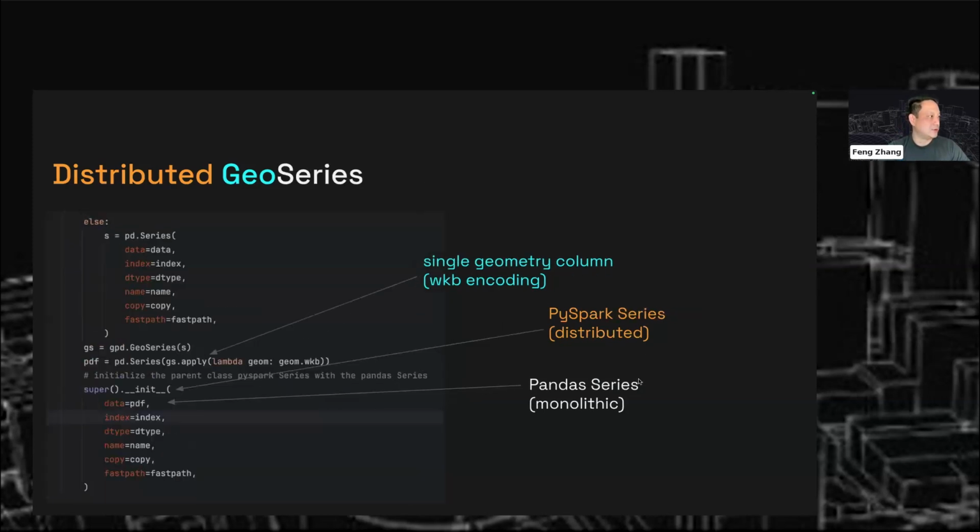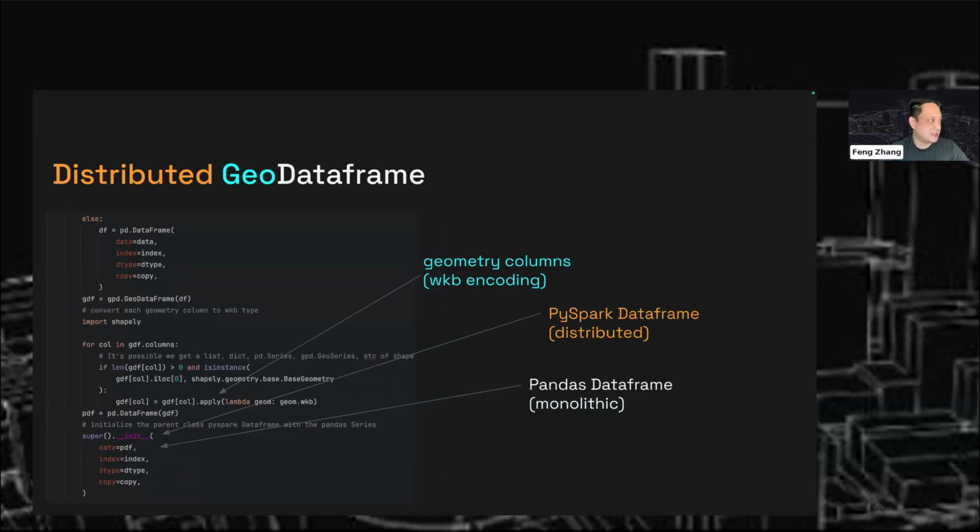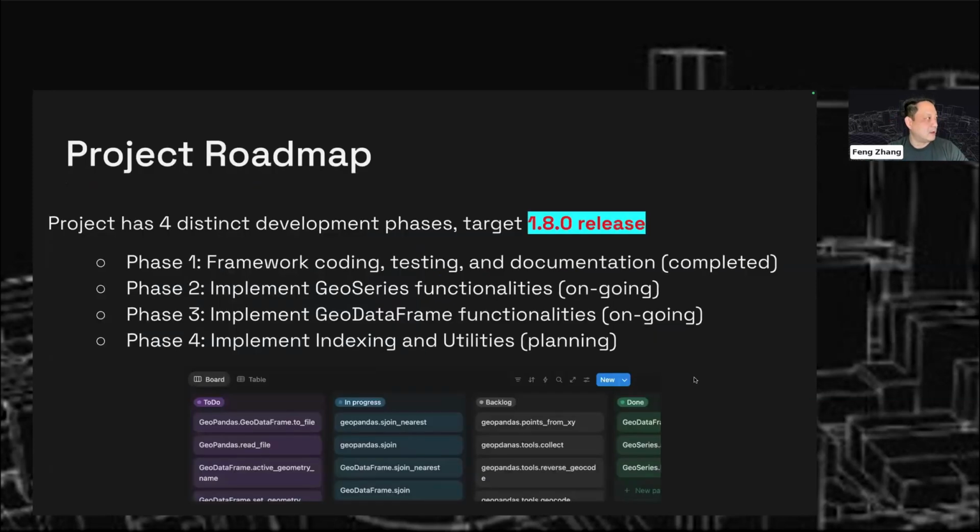Yeah, this is for the GeoSeries, and we did the same thing for GeoDataFrames, but instead of only having one geometry column, GeoDataFrames will support multiple geometry columns there, but it is very similar.